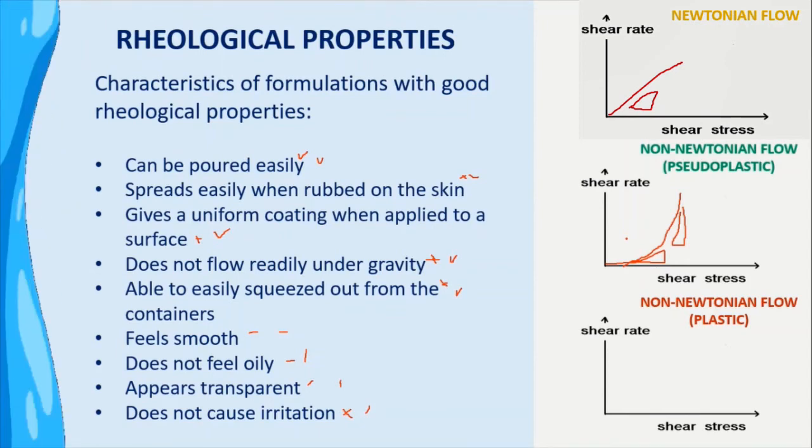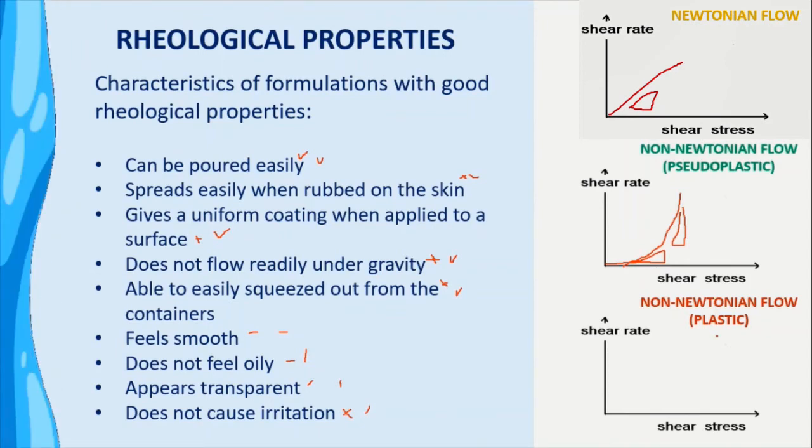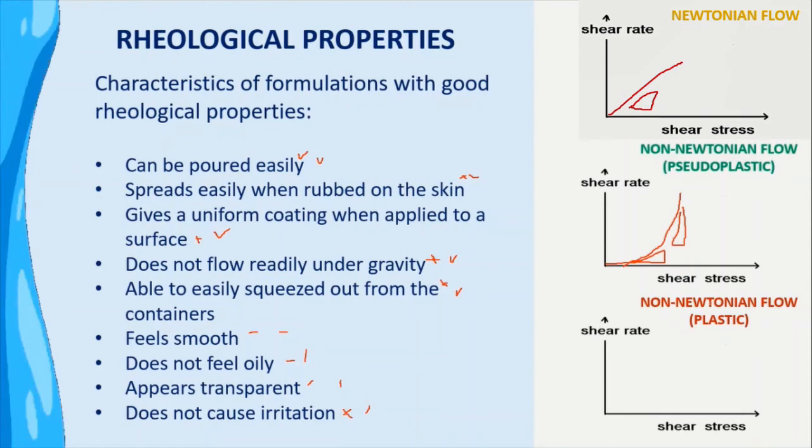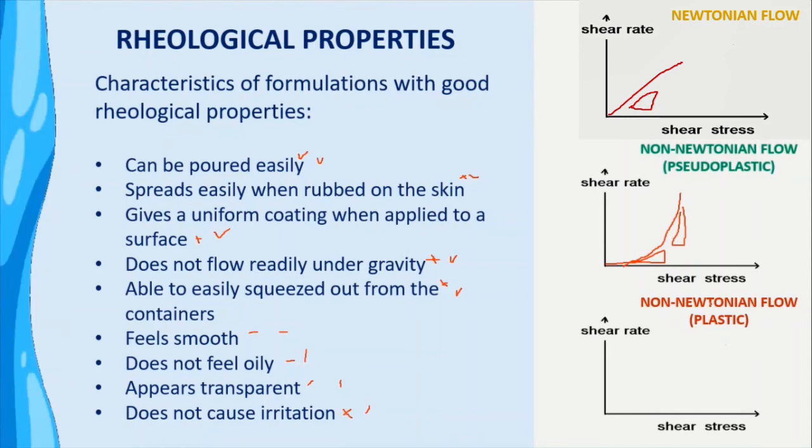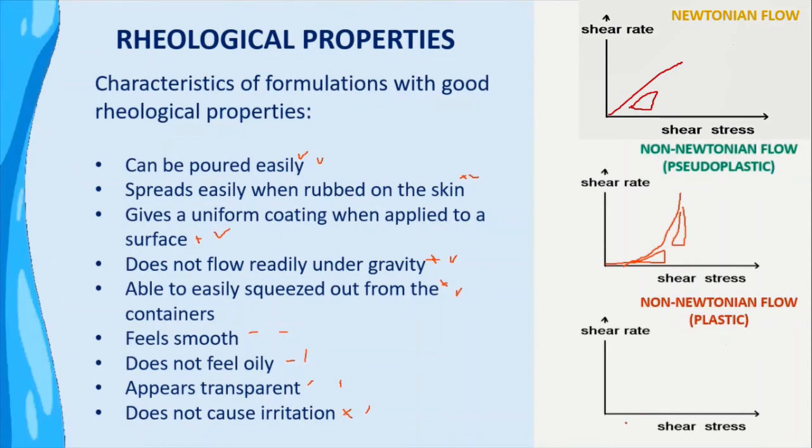Now, another flow is called the plastic flow. It is also under non-Newtonian flow. In fact, plastic flow can be further divided into two types, which are the Bingham model and the Casson model. But a good point about plastic flow is that it has a minimum yield stress value that can be easily overcome because the value is small.